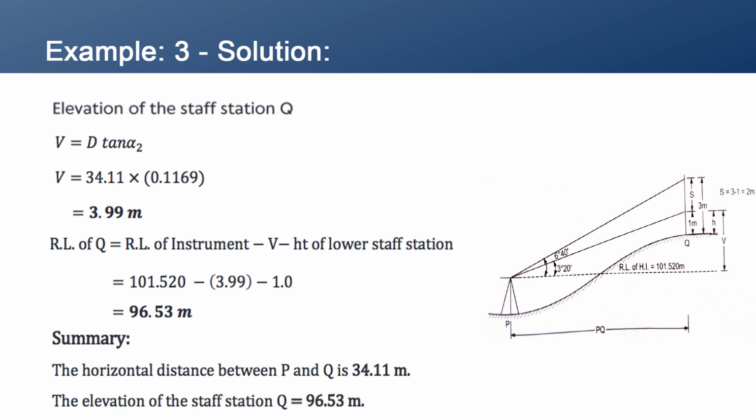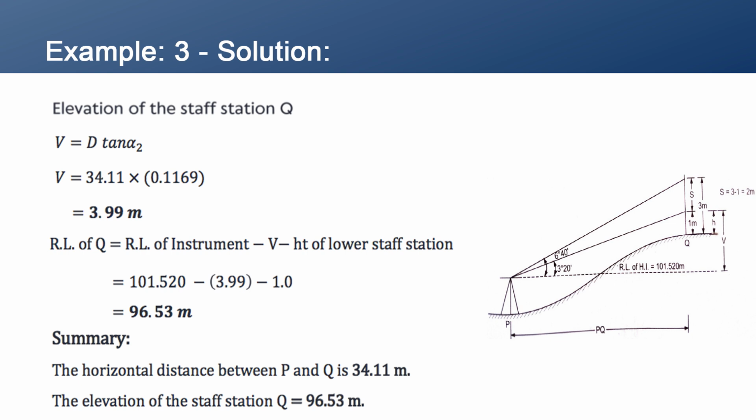This V can be calculated by considering alpha 2. So, the formula for V is d tan alpha 2, which is equal to 34.11 into 0.1169, which is equal to 3.99 meter. Now, RL of Q is equal to RL of the instrument minus V minus height of the lower staff station, which is equal to 101.520 minus 3.99 minus 1, which is equal to 96.53 meter.